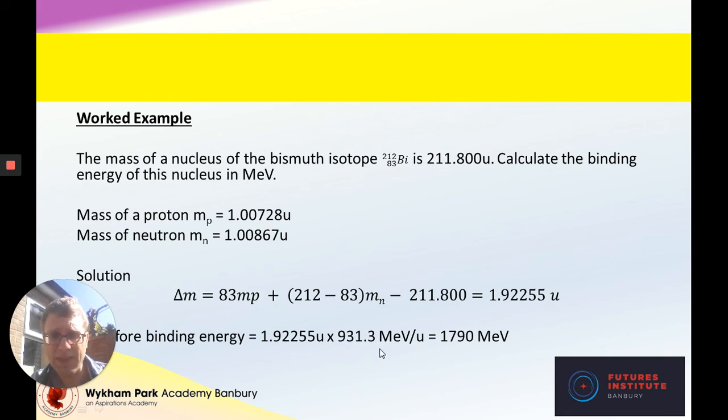931.3 is how many mega electron volts you get from one atomic mass unit. So if I've got my mass defect, times it by that, gives me my binding energy in mega electron volts. So hopefully nice and easy and something we can go through.